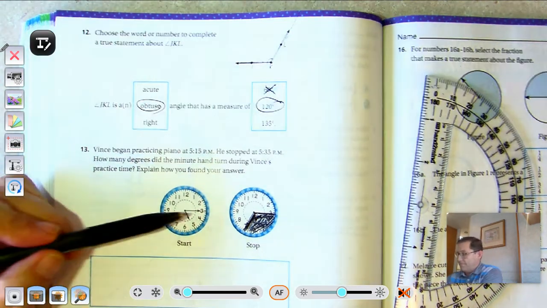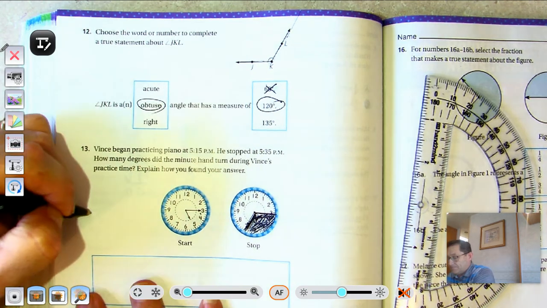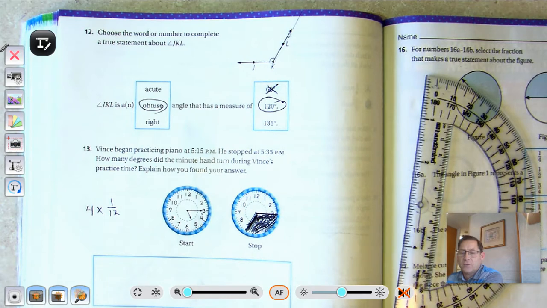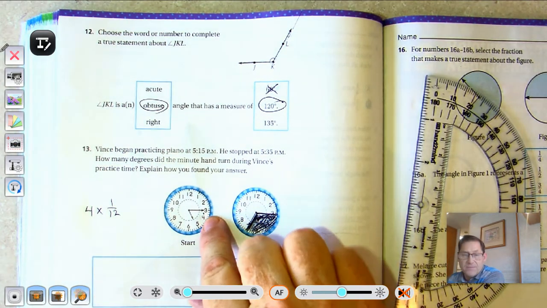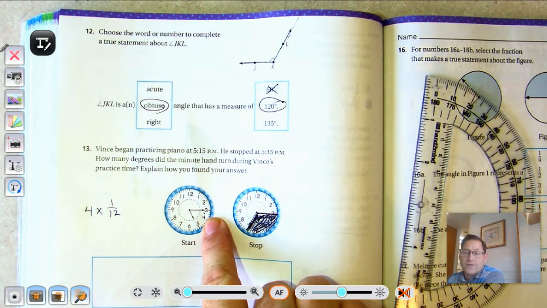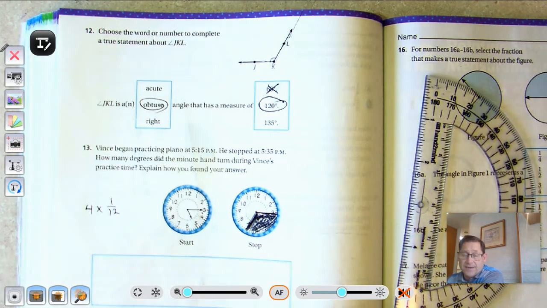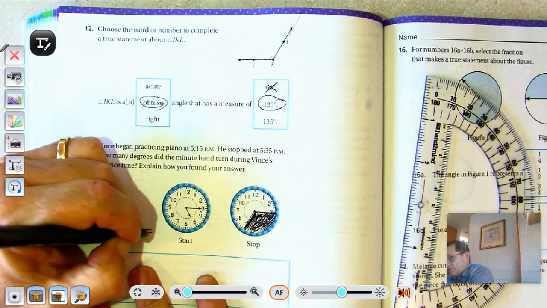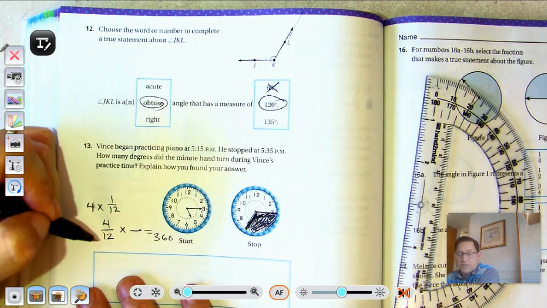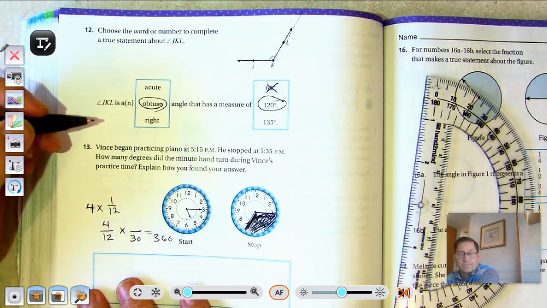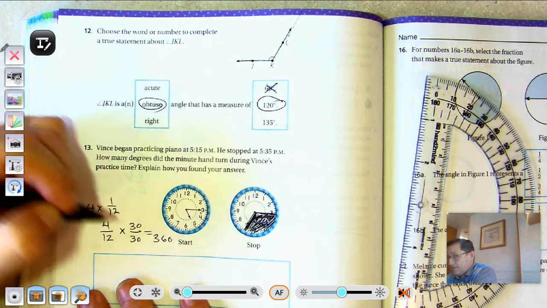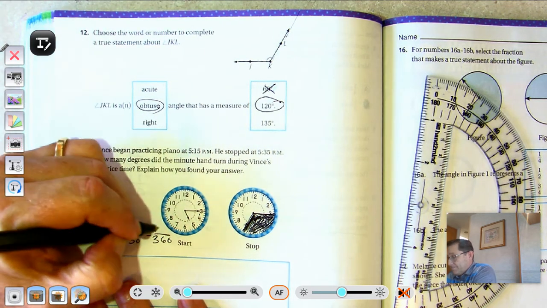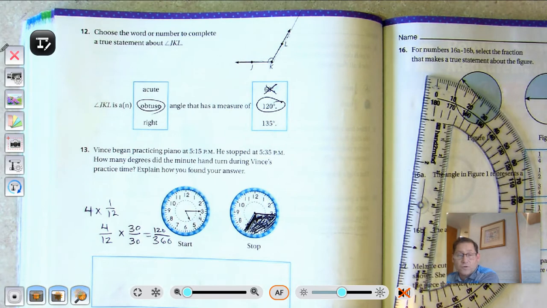So 5, 10, 15, 20. 4 sets of 1/12. How do I know it's 4 sets of 1/12? Because every 5 minutes on the clock is 1/12. Now you can't use a protractor, just measure that, okay? But 4/12 times something equals 360. And by now we know that 12 times 30 is 360. So 4 times 30 is 120.